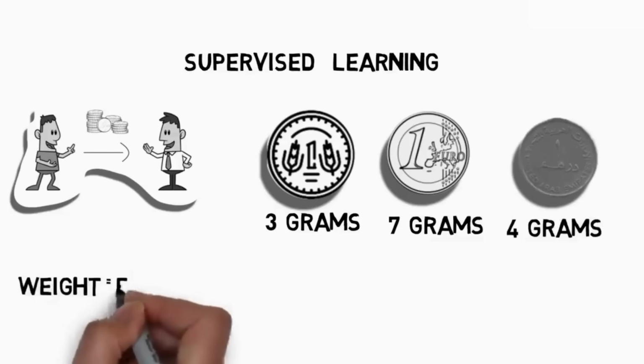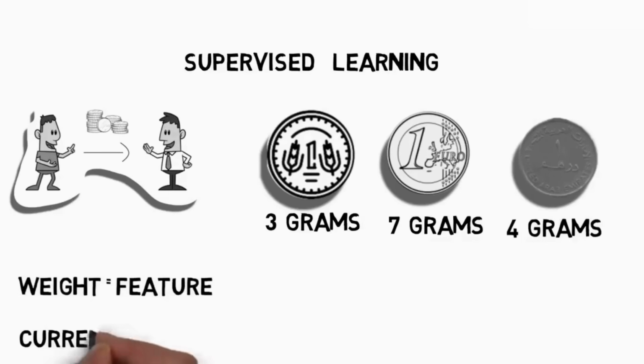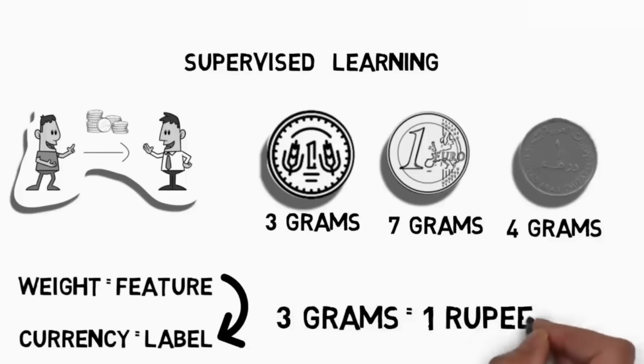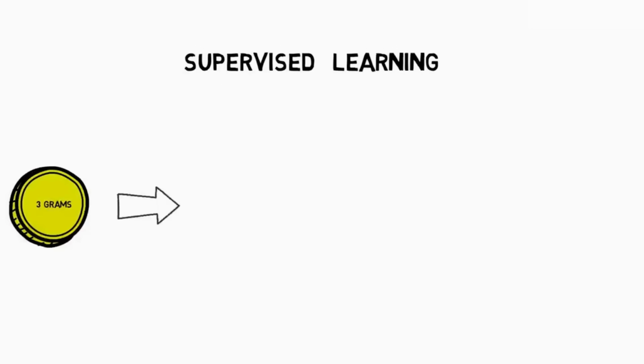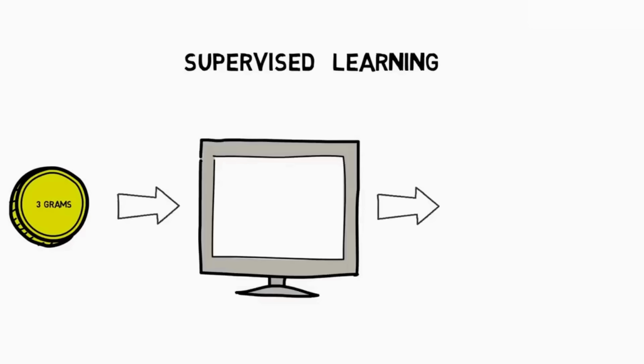Here, the weight becomes the feature of the coins, while the currency becomes their label. When you feed this data to the machine learning model, it learns which feature is associated with which label. For example, it will learn that if a coin is 3 grams, it will be a 1 rupee coin. Let's give a new coin to the machine. On the basis of the weight of the new coin, your model will predict the currency.